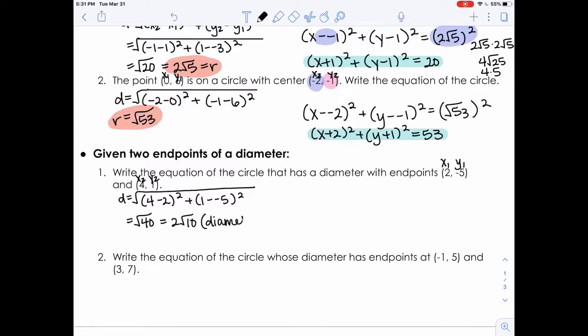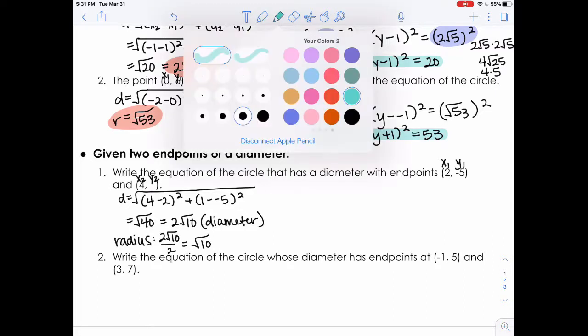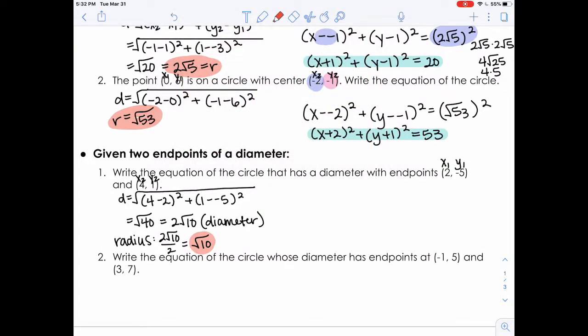And we don't really need the diameter. What we need is the radius. So if I cut that in half, I would take 2 root 10 divided by 2, which gives me just root 10. So in this case, my radius is square root of 10, which cannot be simplified any further. So we're going to leave it there. What we also need is to find the center point. Now, if we're looking at a diameter, smack in the middle of it is going to be the center of my circle, no matter where the diameter is.